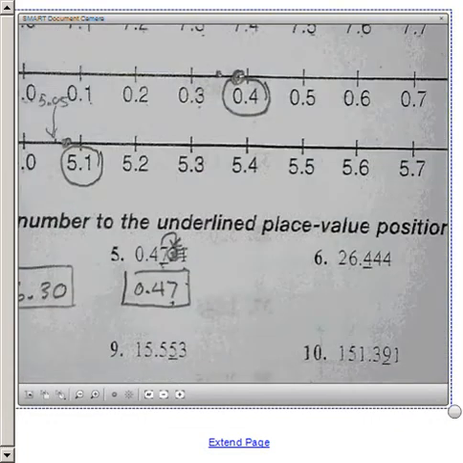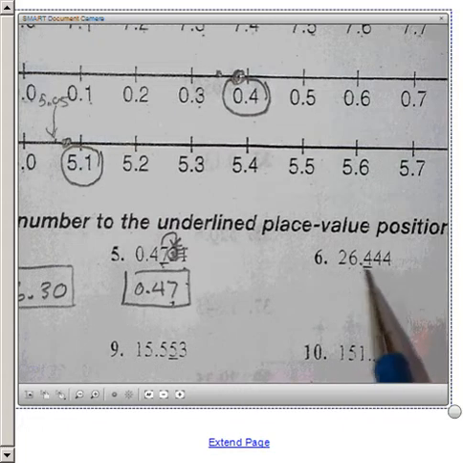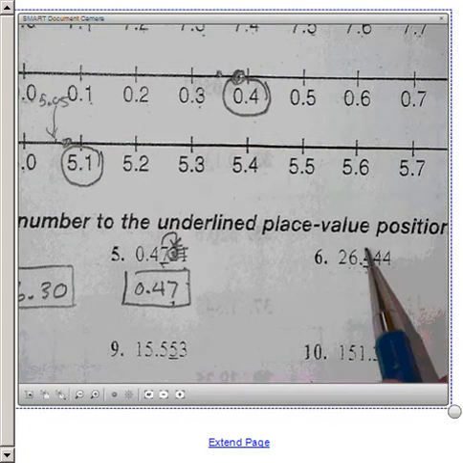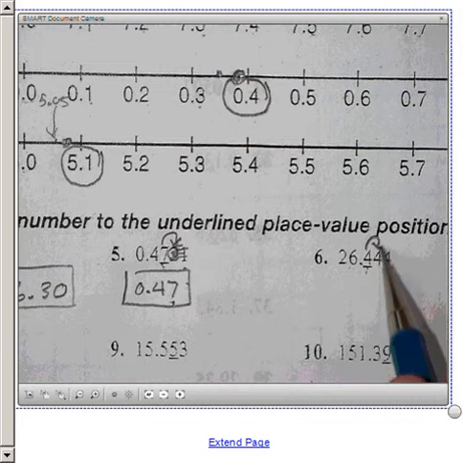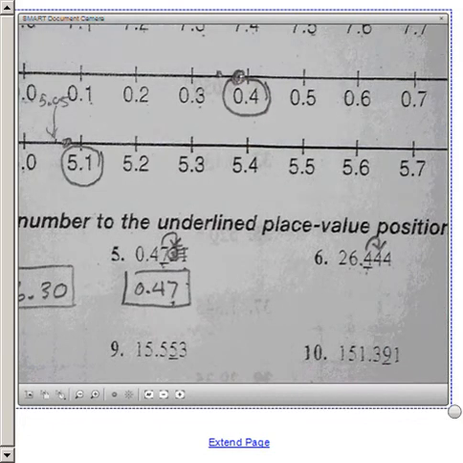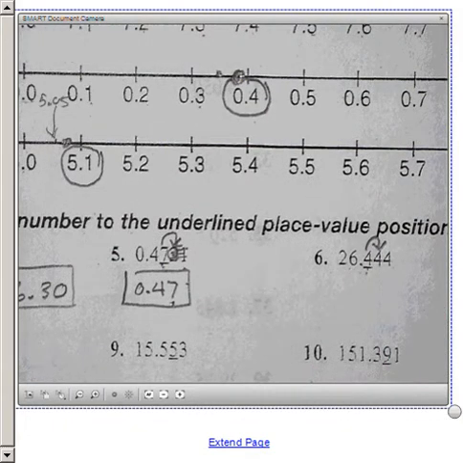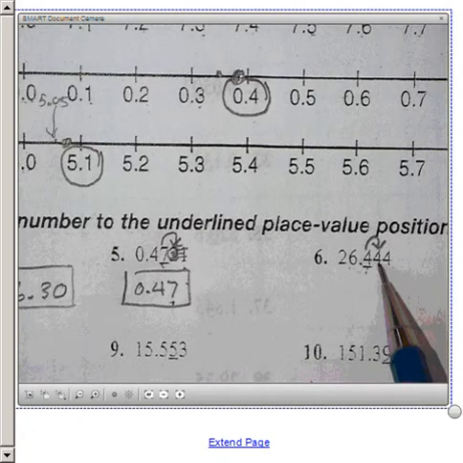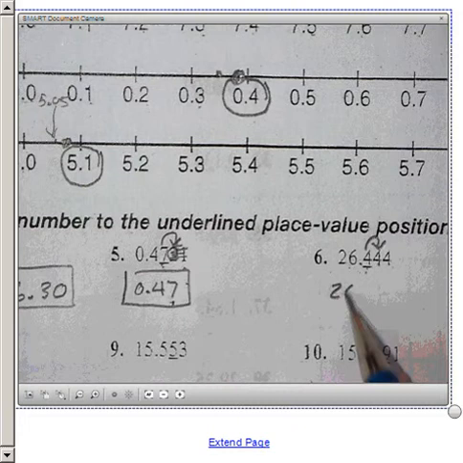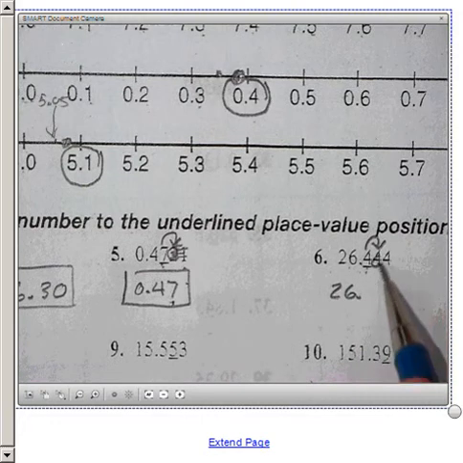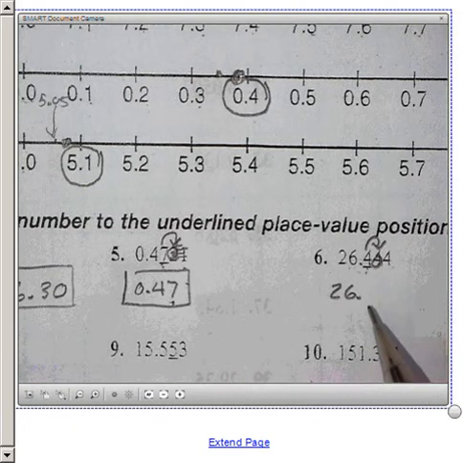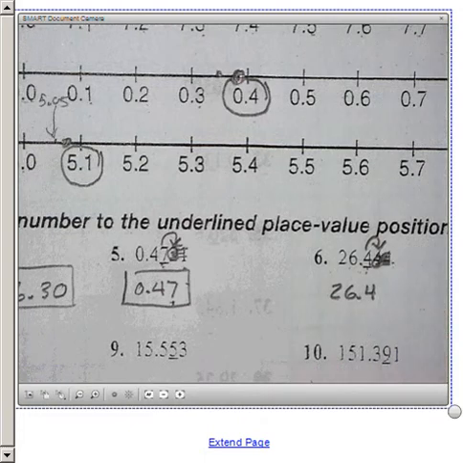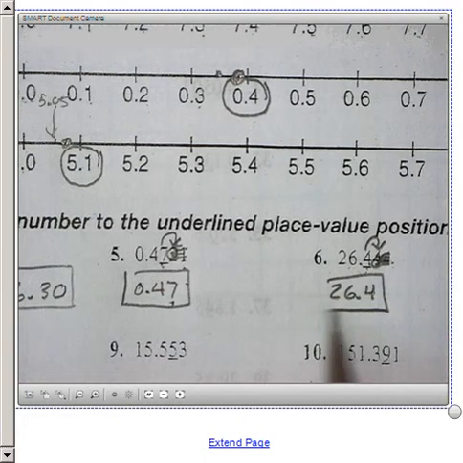Number 6, 26.444. Our underlying digit is in our tenths place, we look one to the right. Are we rounding up or down? Randy? Down. Yeah, we're rounding down again. So this becomes 26 point, and we're rounding that down to a 0, so that does not change the 4. So that stays a 4, and then we do not write anything past what we underline.